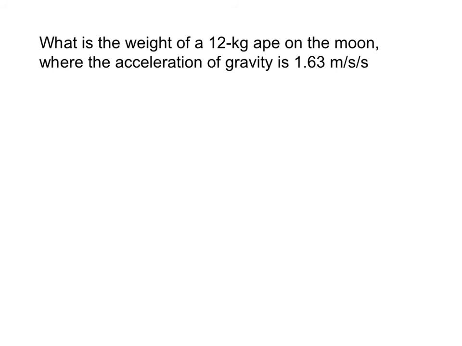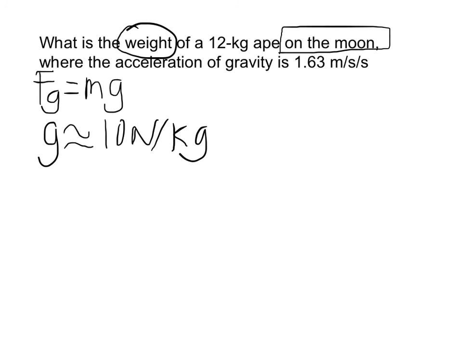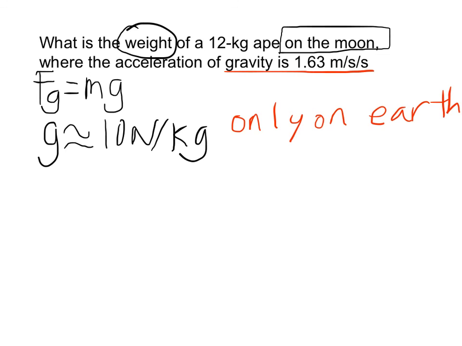Final example, what is the weight of a 12 kilogram ape on the moon? So we're still using the equation for weight since this question asks about weight. Weight equals mass times gravity. On the moon though, so this could be a problem because the g we know, g is about 10 newtons per kilogram. That g applies only on Earth. So let's look to the problem to see if we can find something else out, where the acceleration of gravity is 1.63 meters per second squared.